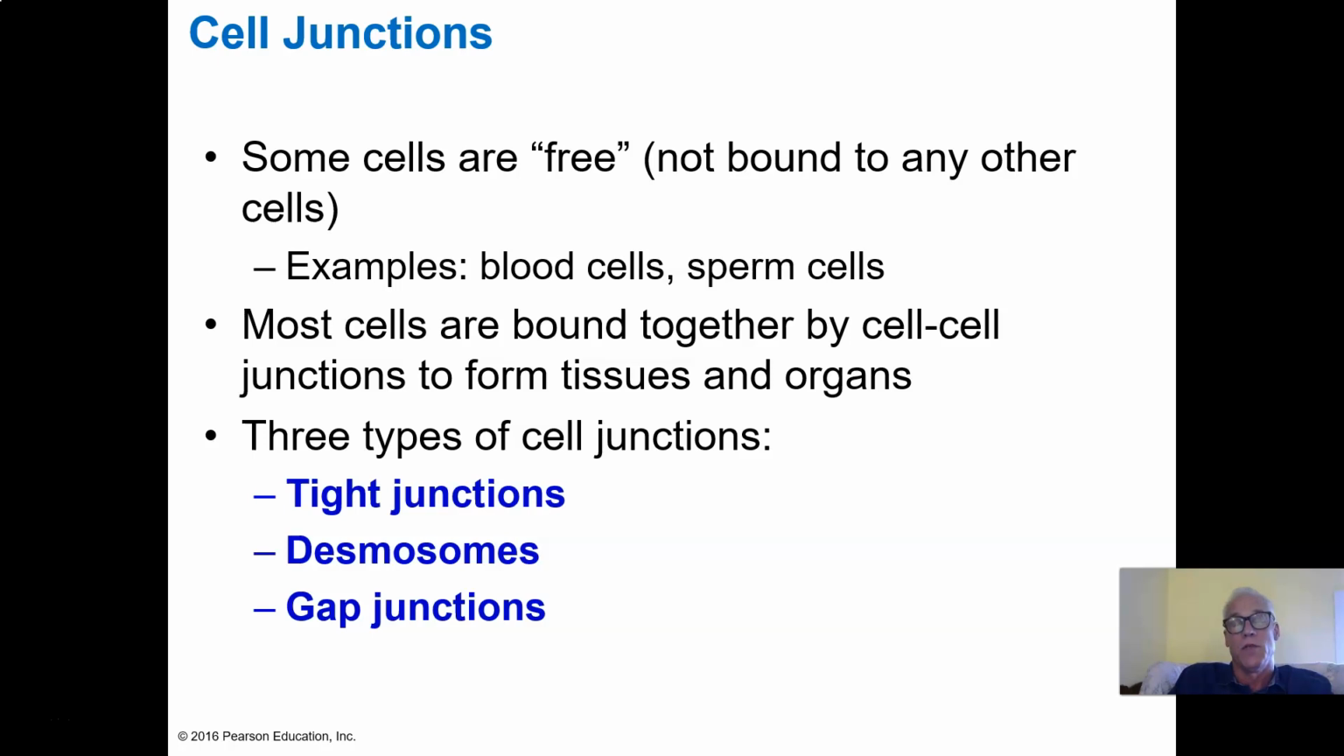Most cells are, as we said, attached to other cells by cell junctions. In fact, some cells are attached to the extracellular matrix, or most of the time by cell junctions. These three are cell-cell junctions: tight junctions, desmosomes, and gap junctions.